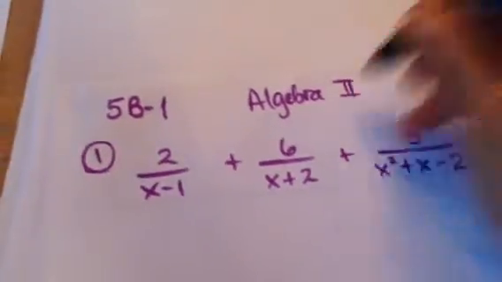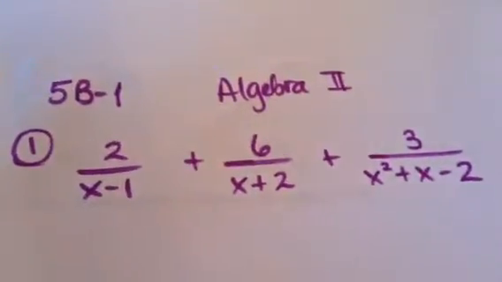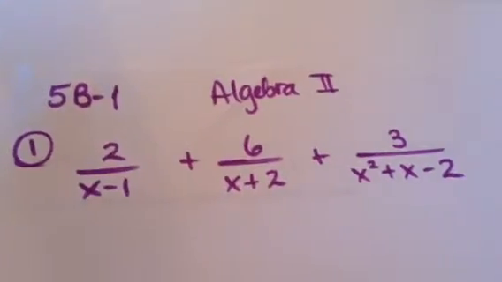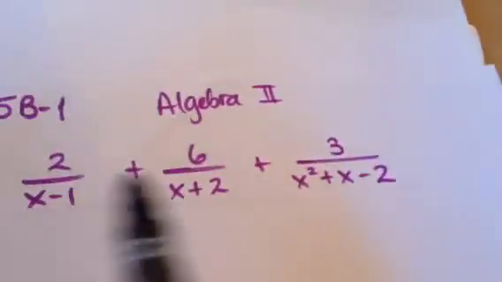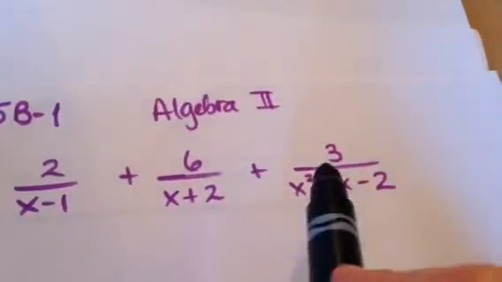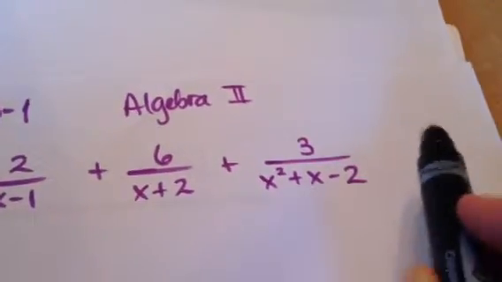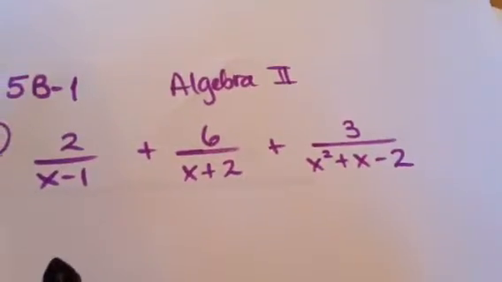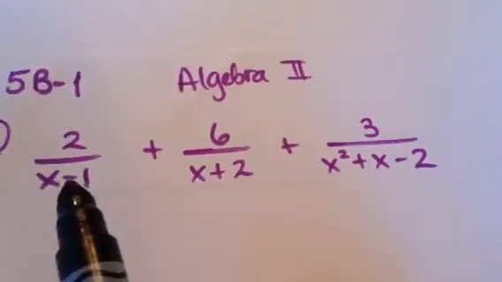All right, actually, oops, this is for Algebra 2. This is from section 5B-1. When you add these, you can't get rid of the fractions because there's no equation. Notice it's not set equal to something. So you're going to have to live with the fractions, unfortunately.